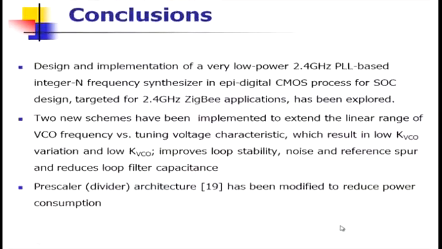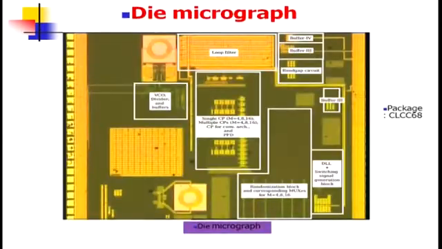So still miles to go. I have to improve my phase noise performance even better. How to do that? Before that, let me go to the die micrograph. So these are the various buffers, the band gap, VCO and the dividers, channel blocks like this. This is the die micrograph.